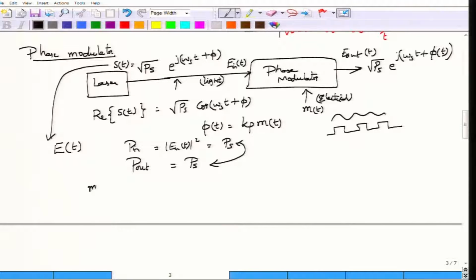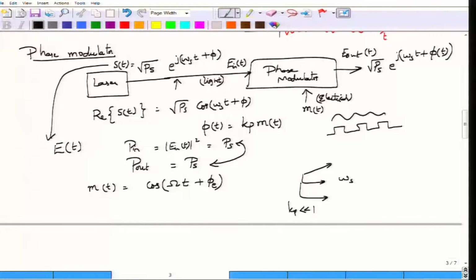For the case where m of t happens to be a cosine signal in the electrical domain, let us say cos omega t plus some phi, an electrical signal, and Kp is the phase modulation constant, your phase modulator produces 3 waves, in the approximation that Kp is very small. One is the carrier, which would be varying at the signal frequency omega s, and the sidebands are omega s plus omega, which is called the upper sideband, and omega s minus omega.